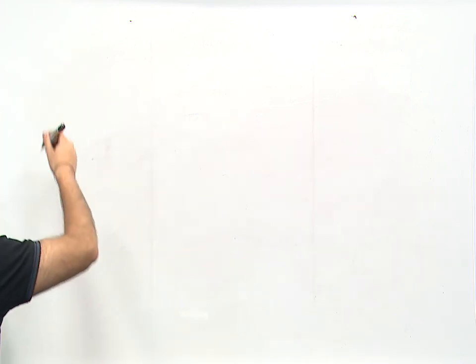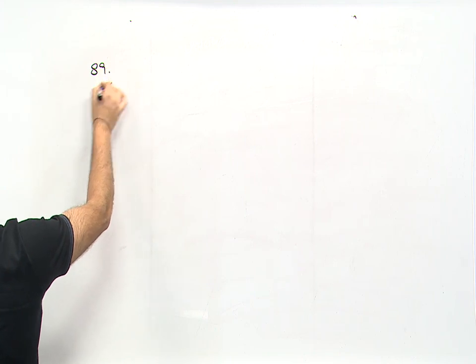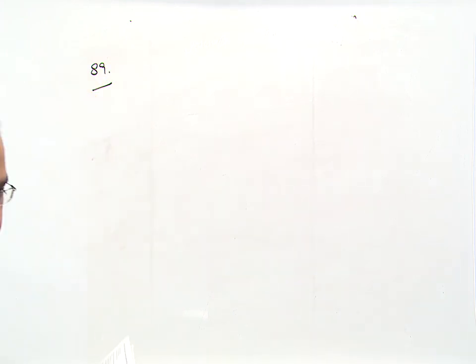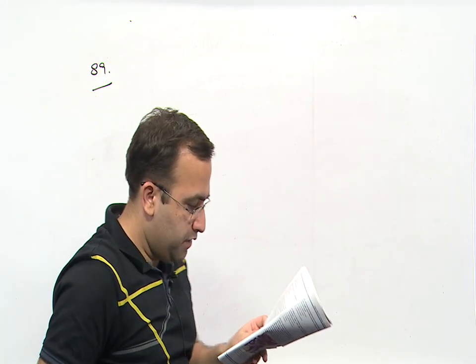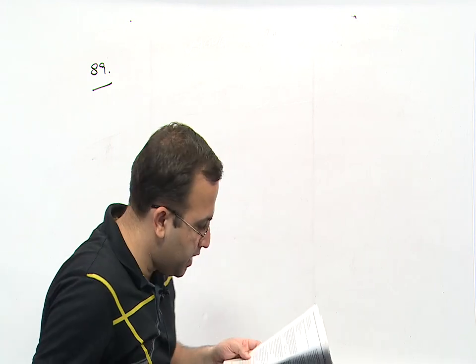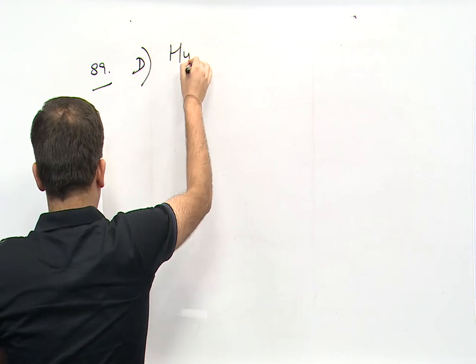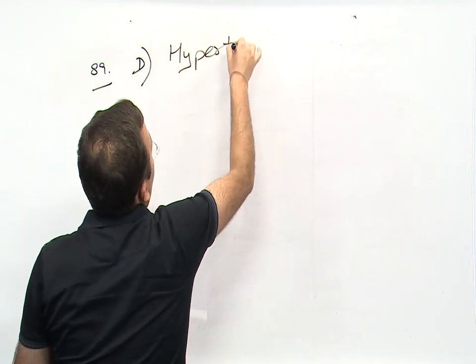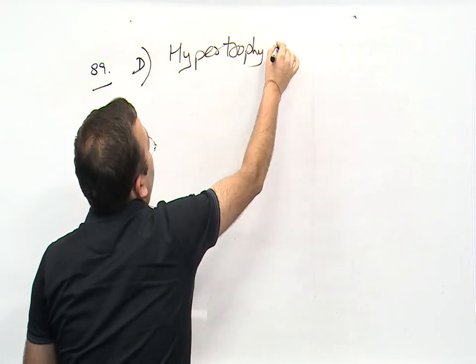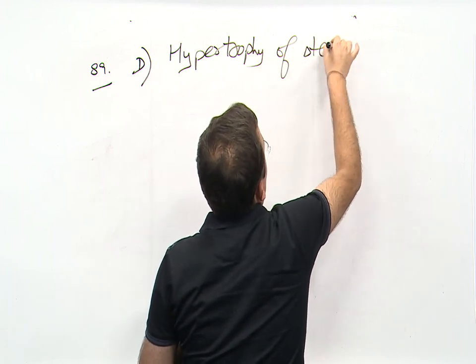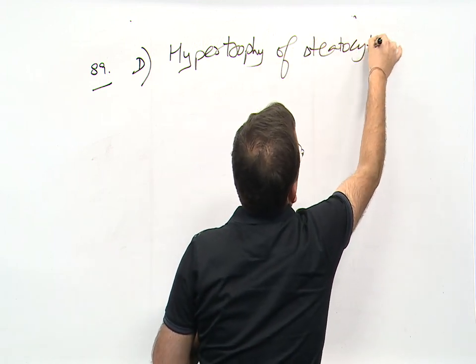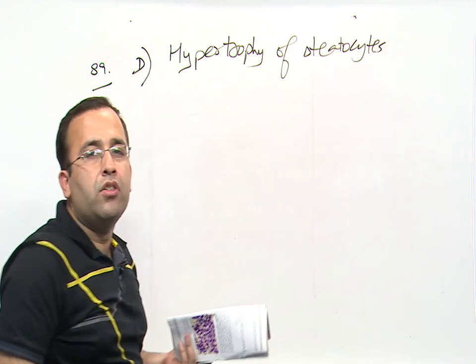This gets us to the next one, that is question 89. Lifestyle pattern, healthy persons aged 20 to 30, having more pizza. So what would be seen? It would be associated with hypertrophy of steatocytes. You already know this.